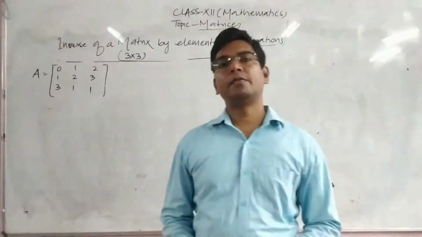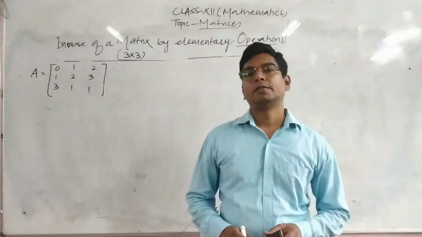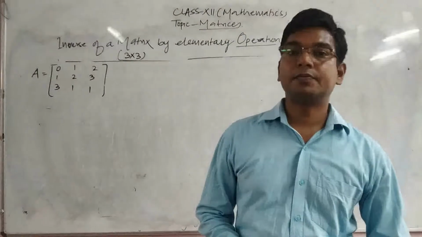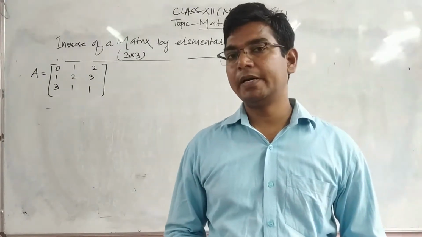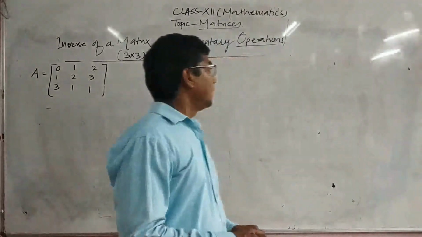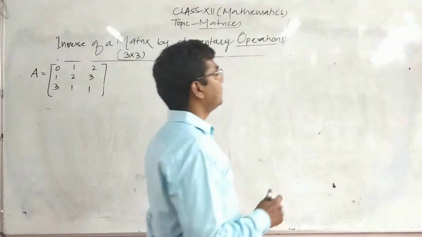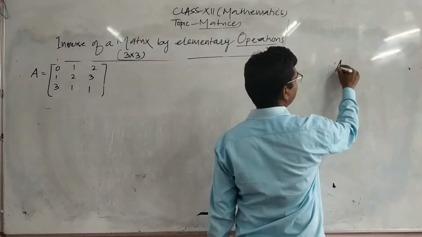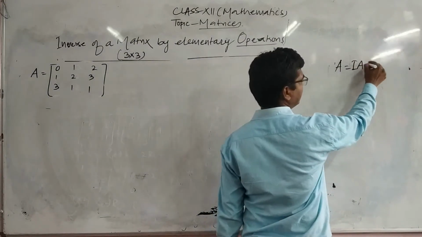Hello student, today we will learn about the inverse of a 3 by 3 matrix by elementary row operation. Before starting that, I will tell you that you know that A is equal to IA.